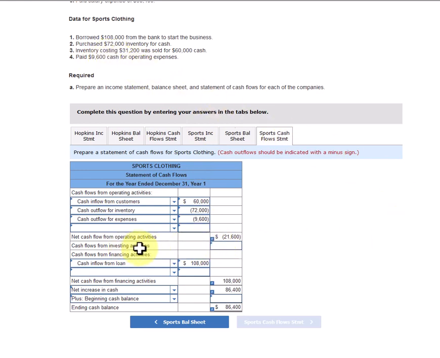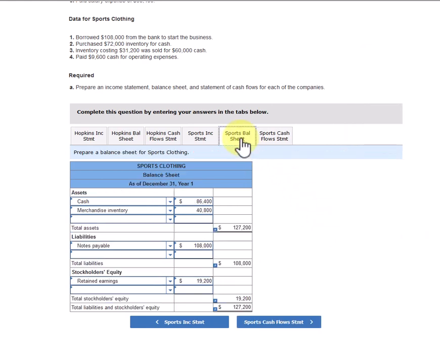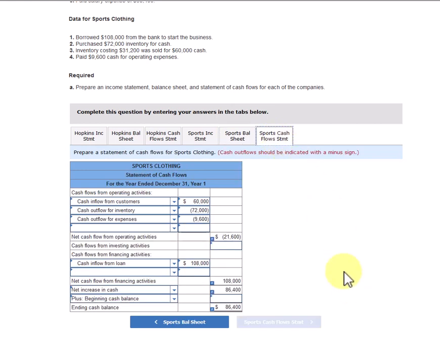Again, we do not have any investing activities, and our only financing activity is the $108,000 loan. We put that here in the financing activities. We get our total for operating activities and financing activities. We net those together, and we come up with an ending cash balance that, again, should tie back to that ending cash balance that we computed over here on the balance sheet, and in this case, it does. So that's a good way for you to double check your work and make sure that your calculations tie out.